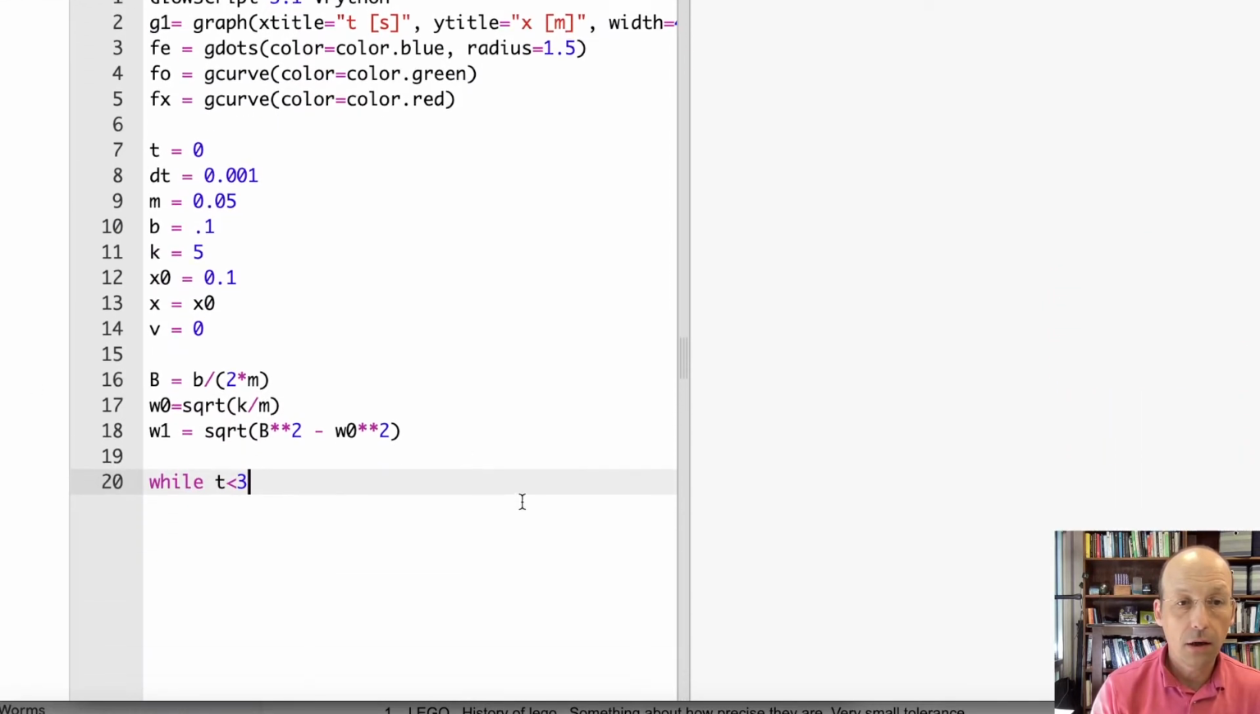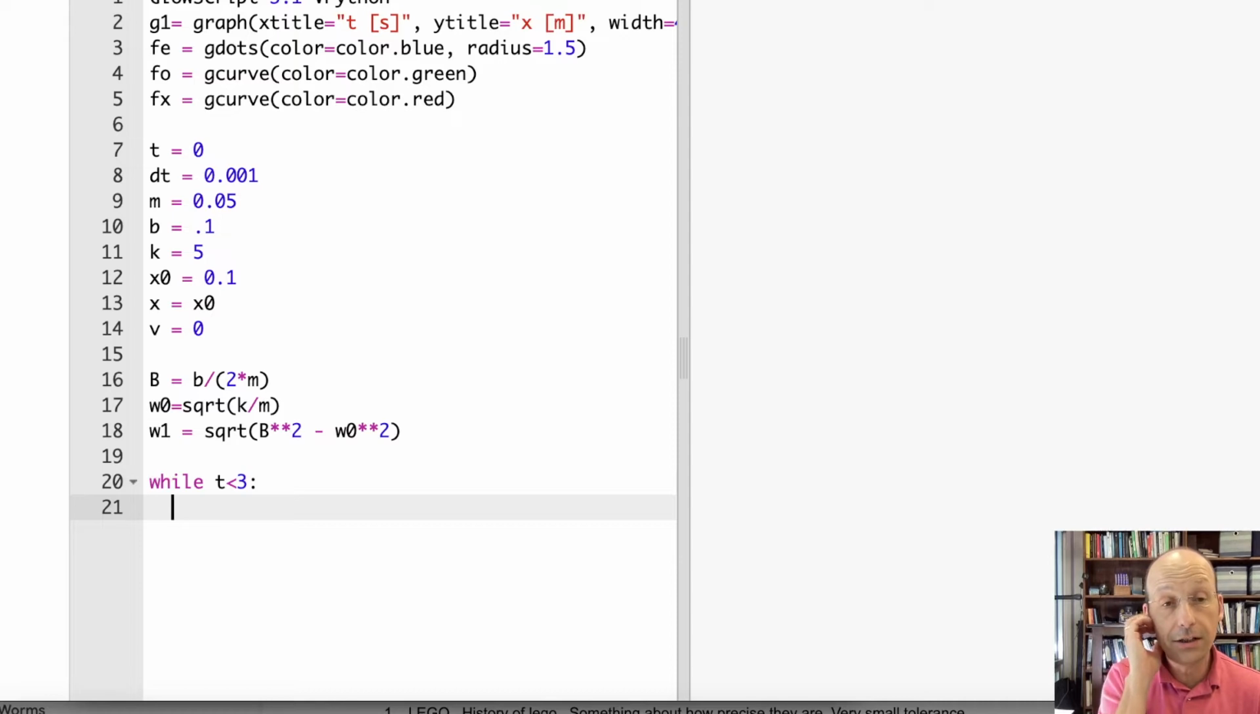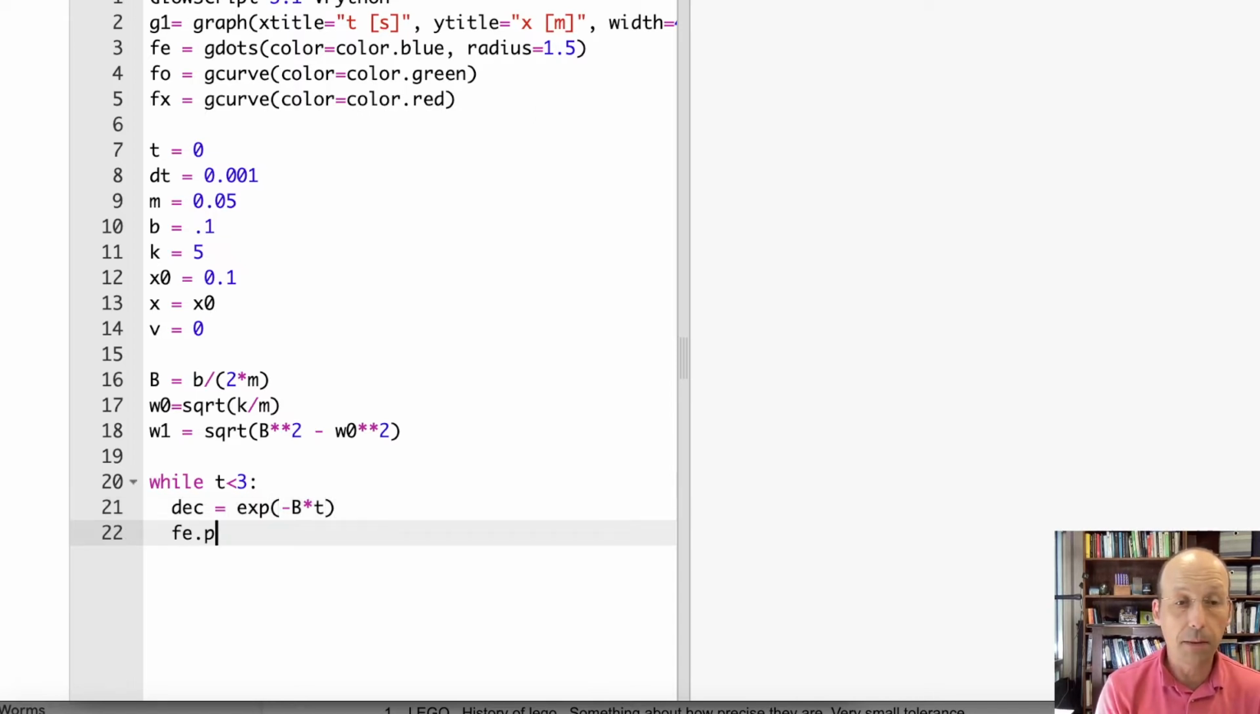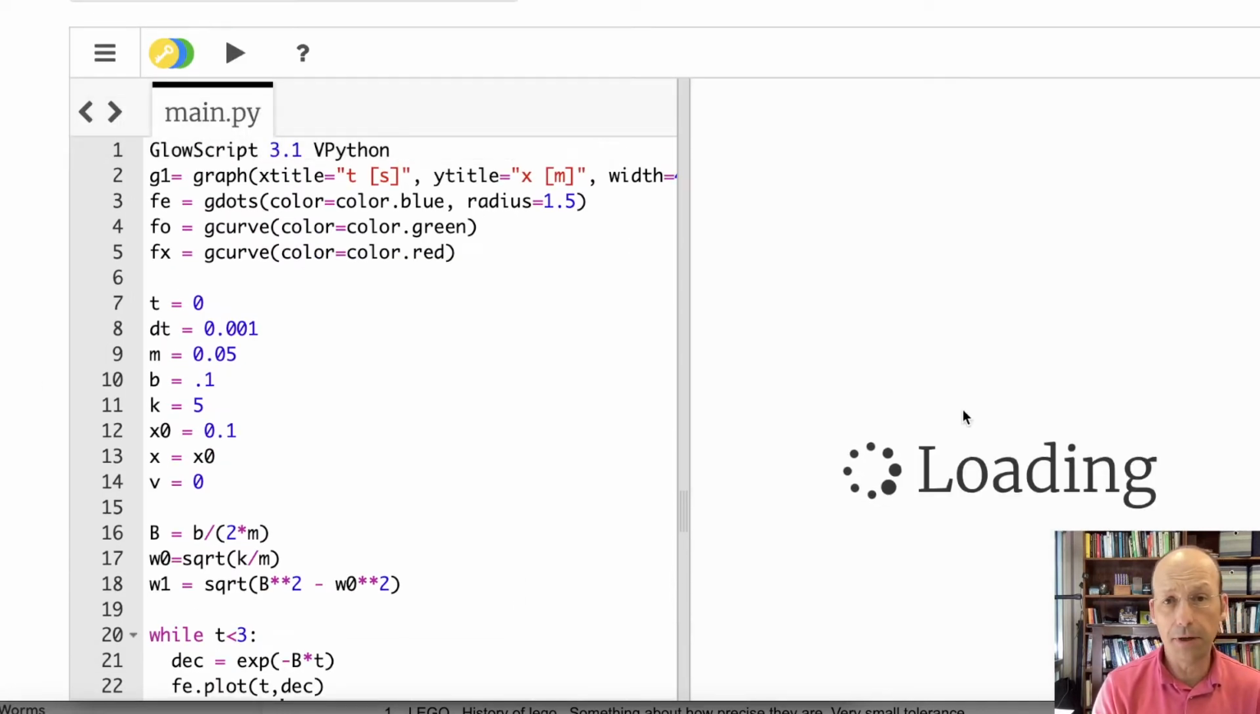So there we have that. While t is less than 3, the first thing I need to do is to calculate this exponential term. So let's call it DEC. I'm not sure why I called it that. I don't know, that's fine. So it's just going to be exponential negative beta times t. And then I'm going to plot that, so that's fe.plot t, DEC, and then I'm going to increase t. t equals t plus dt. And let's just see if this works out okay. One step at a time. You've got to do one thing at a time.